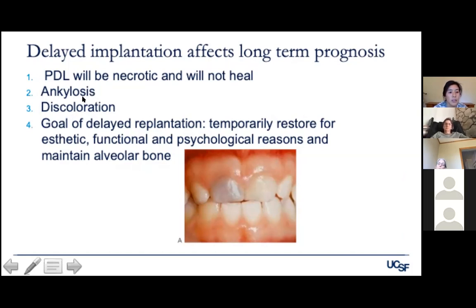Also, there's a risk for discoloration. Sometimes if the tooth is traumatized, it will discolor. Sometimes if the permanent developing tooth bud is traumatized, not only can it discolor, but it can not mineralize as well. So when the tooth erupts, it will be more prone to cavities. So the goal, if it's reimplanted late, is just to temporarily restore it for function and aesthetics.